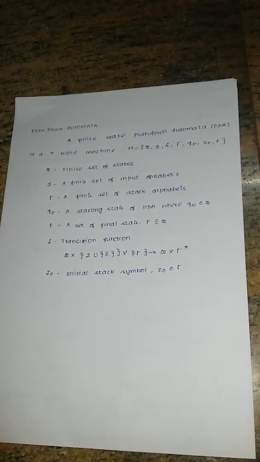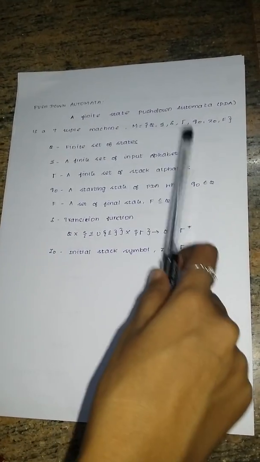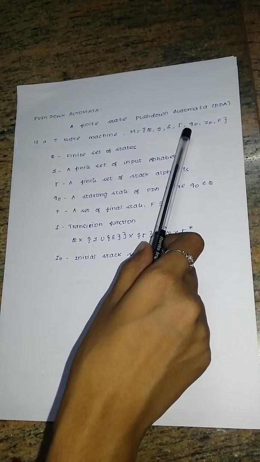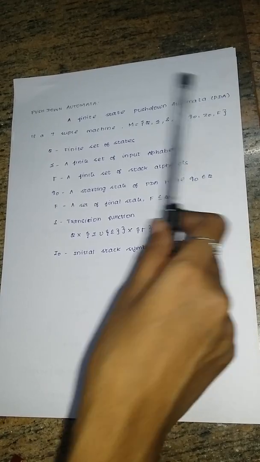Here we are going to see about the push-down automata. Push-down automata is a 7-tuple machine with Q, sigma, delta, tau, Q0, Z0 and F.